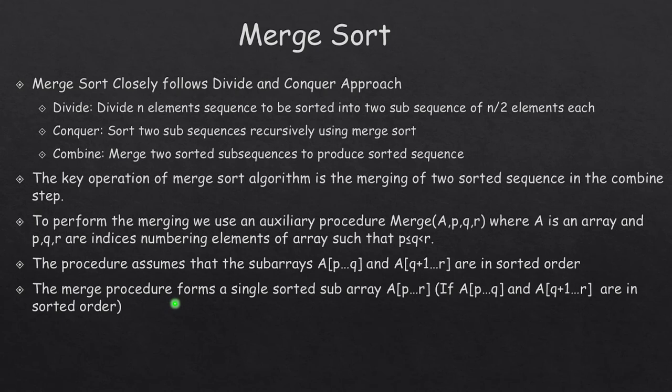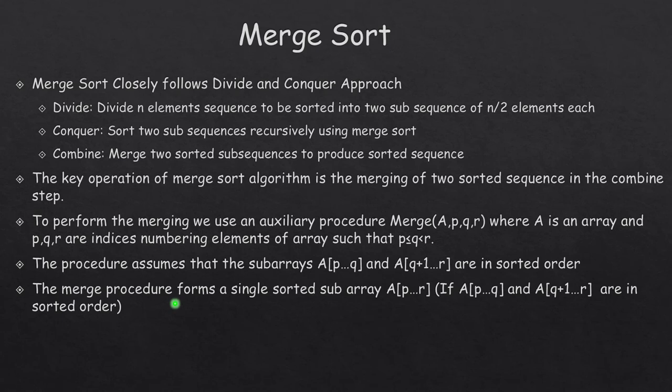In the divide step, we divide the n element sequence to be sorted into 2 subsequences of n by 2 elements each. In the conquer step, we sort the 2 subsequences recursively using merge sort. In the combine step, we merge the 2 sorted subsequences to produce the sorted sequence. The key operation of the merge sort algorithm is the merging of 2 sorted sequences in the combine step.